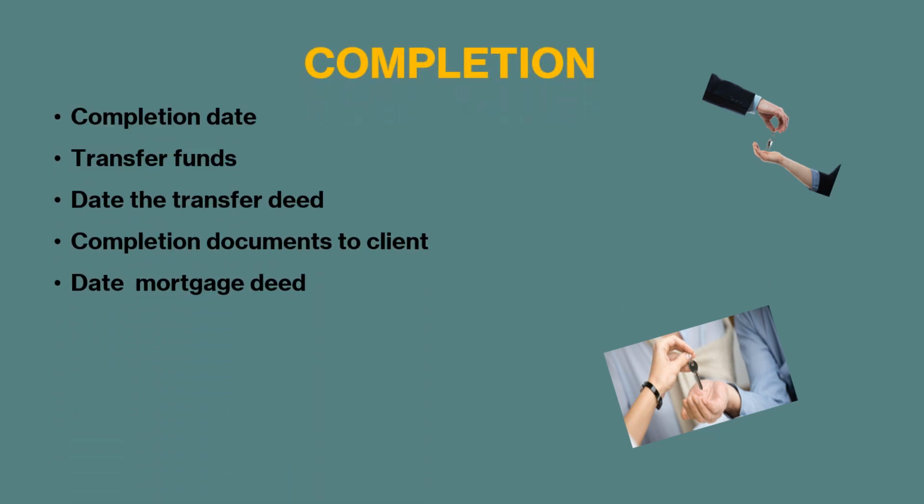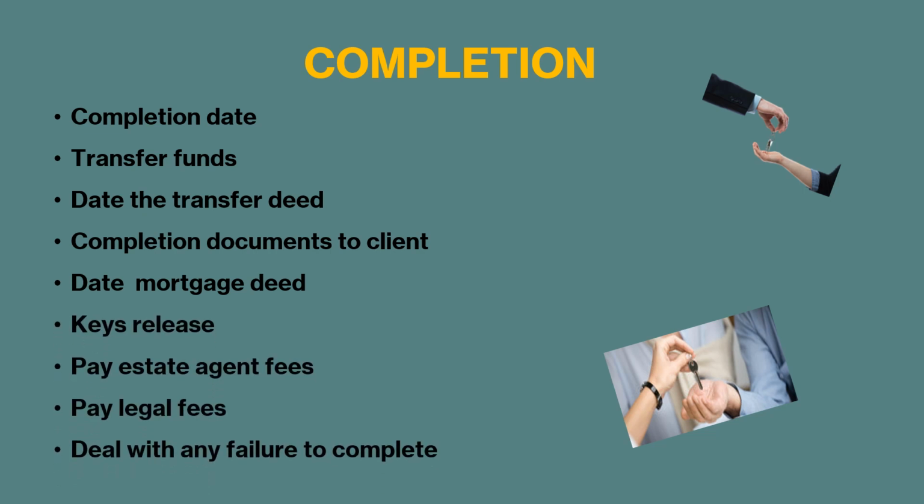The fourth stage, completion. This is the stage whereby the physical property is handed over to the buyers. All legal work would have been completed satisfactorily, pending the post-completion stage. So there would have been a completion date, funds would have been transferred, the date of the transfer has been completed, so the transfer would have been dated, completion documents would have been sent to the client, and the mortgage would have been dated as well.